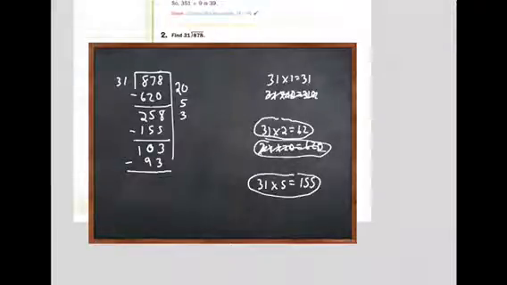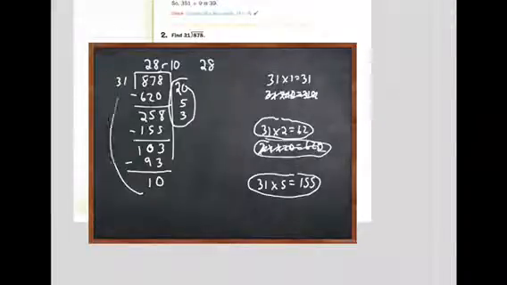I subtract and I get 10, which is smaller than 31. So my answer is going to be 20 plus 5 plus 3, which adds up to 28, remainder 10. Or what we want you to write is 28 and write it as a fraction, 10 over 31. 28 and 10 31sts. Either one of those is okay for now, but try to write it with the fraction remainder. All right.